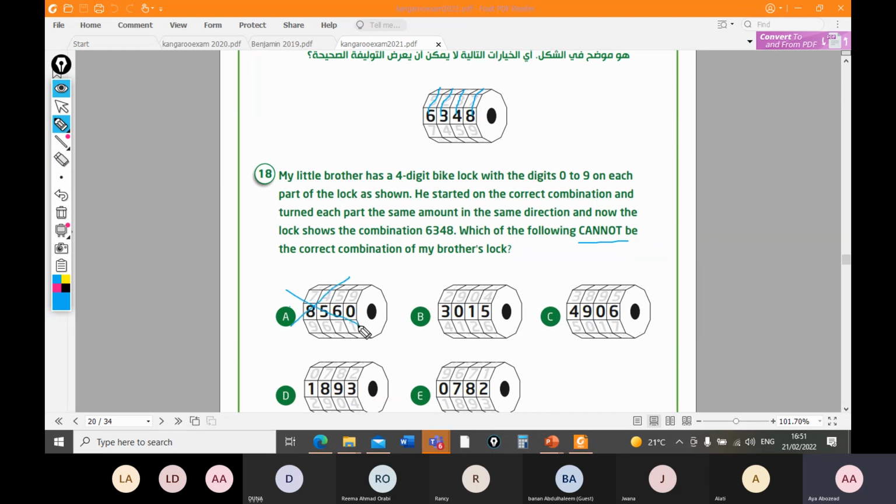I explained one for you. Let me see B. I think B, 3 bars down. Look, B, this is a 3. So 3 down, 3 down, 3 down, 3 down. 6, 3 down is 3. 3 down will be 0. 3 down will be 1. 3 down will be 5. So B is also true. We need the false one. Now the choice is between 3 numbers.